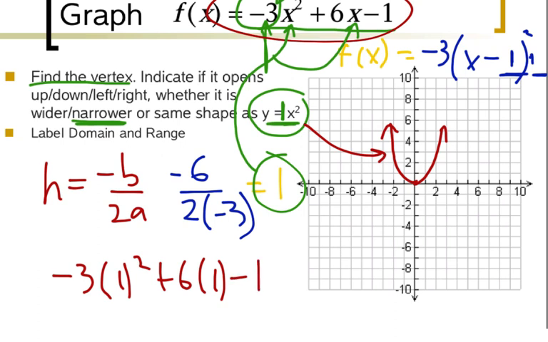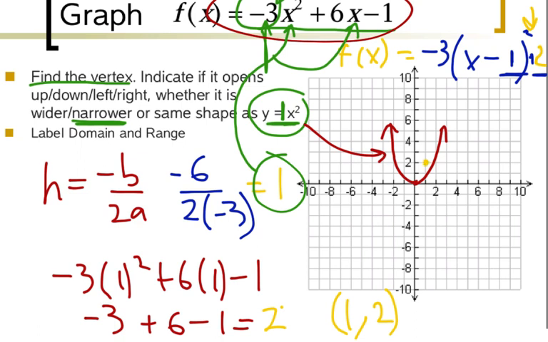And if I work that out on my calculator, I should get negative 3 plus 6 minus 1, and that's going to give me 2. So that is my k. So I'm over here, my formula, way up over here in the right hand corner, I'm going to say plus 2. Okay, so that's the actual vertex form. So the vertex is 1, 2. So I'm going to go ahead and put a dot at 1, 2 right here.